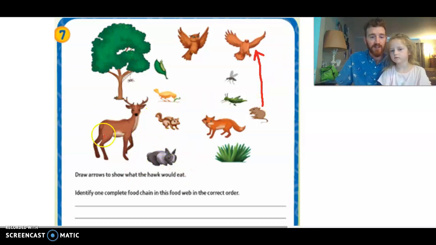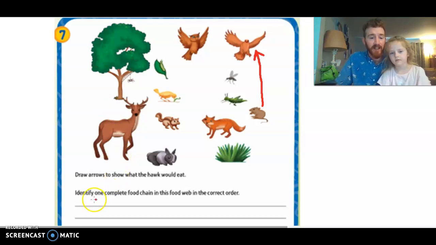So look at these other organisms, too. Lots of organisms I see now. The deer might be a little big, right? So use your good thinking brains. Would a little hawk be able to eat a big deer? Probably not. But there's a lot of other ones I see. I see at least probably 3 other organisms that the hawk could eat, okay?